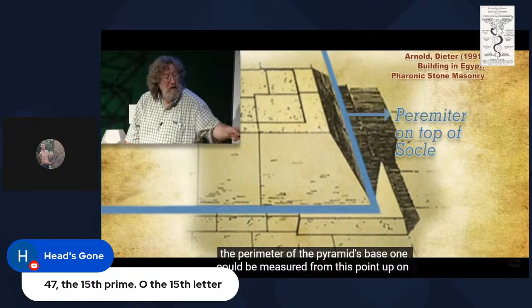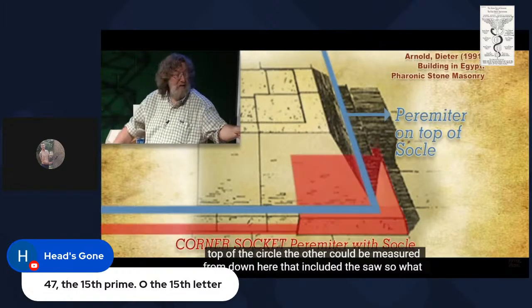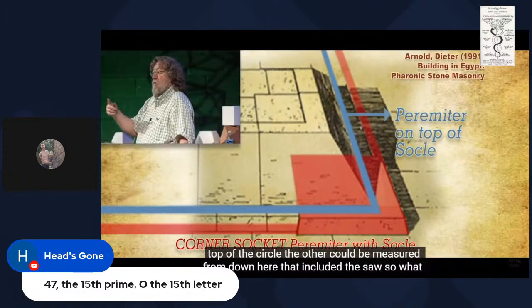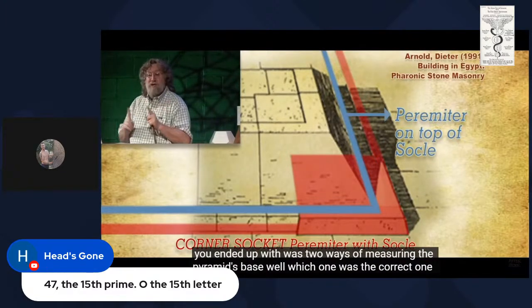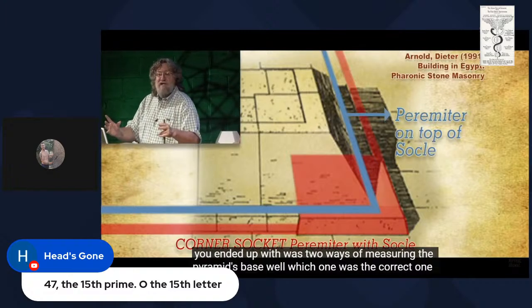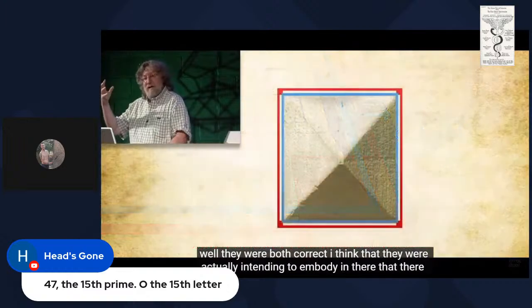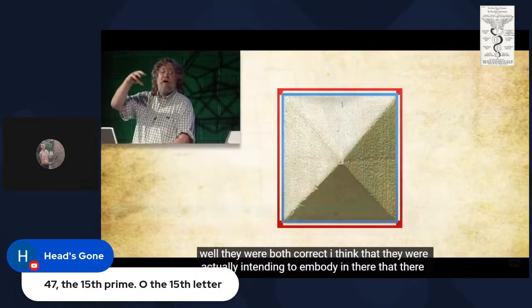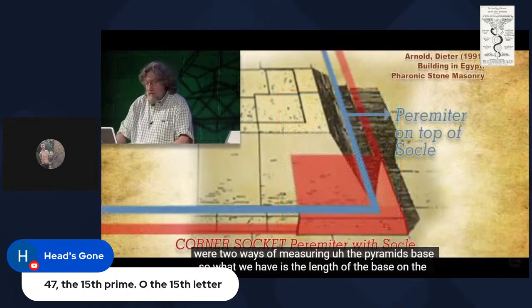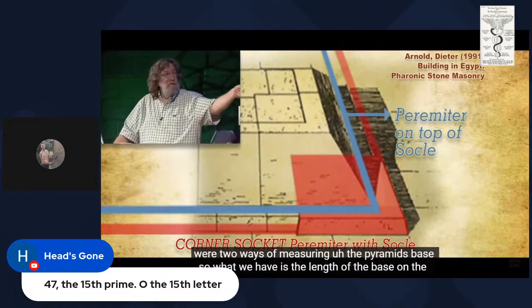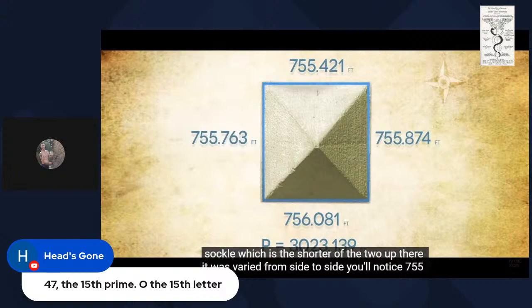One could be measured from this point up on top of the socle. The other could be measured from down here that included the socle. So what you ended up with was 2 ways of measuring the pyramid's base. Well, which one was the correct one? Well, they were both correct. I think that they were actually intending to embody in there that there were 2 ways of measuring the pyramid's base. So what we have is the length of the base on the socle, which is the shorter of the 2 up there. It varied from side to side.